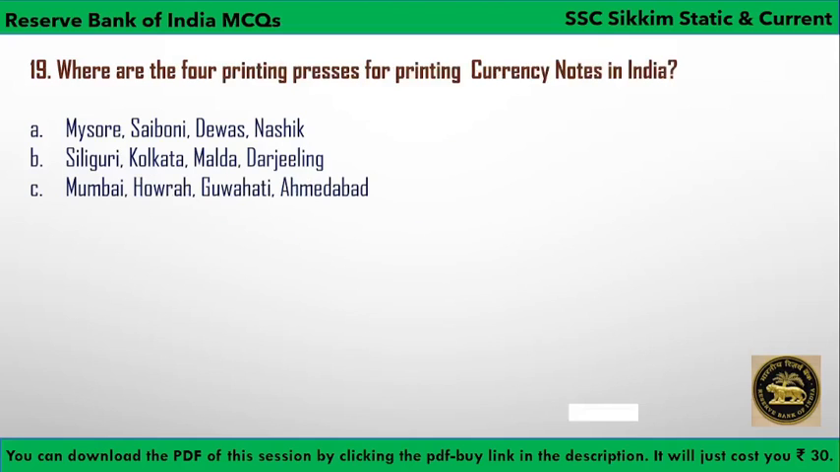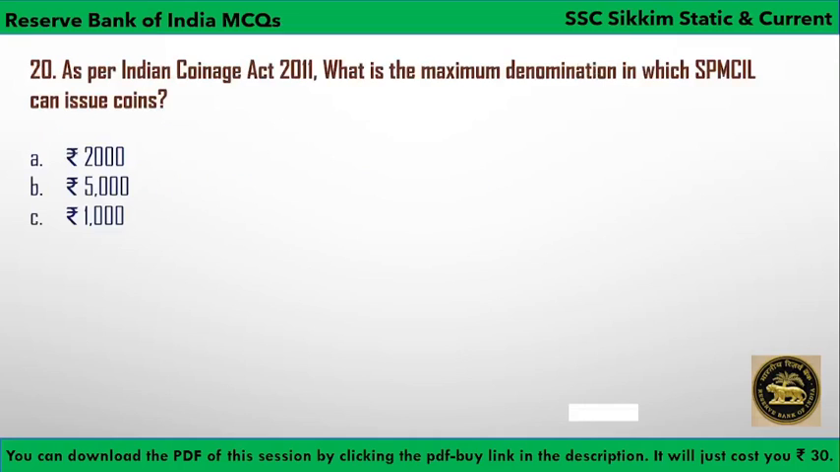Okay, that's it. Let's go to next question. Where are the four printing presses for printing currency notes in India? I think we have already done this question. The correct answer is A, Mysore, Saiboni, Devas and Nasik.